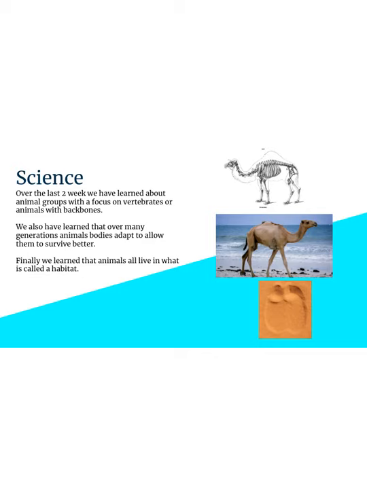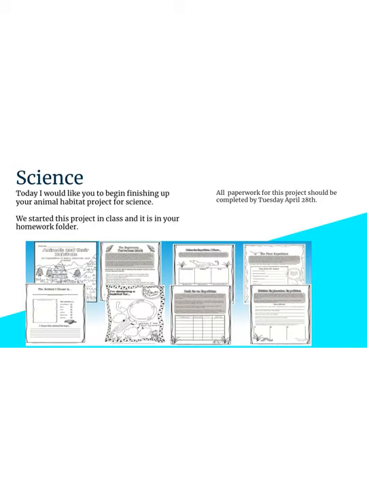All right, in science today, over the last couple of weeks, like we talked about yesterday, we've been learning about animal groups with a focus on vertebrates, or animals with backbones. We've also learned that over many generations, animals' bodies can adapt to allow them to survive better. And yesterday, you learned a little bit about animals and their habitats. So today, we're going to take that just a little step further.